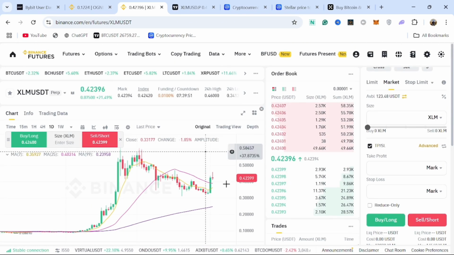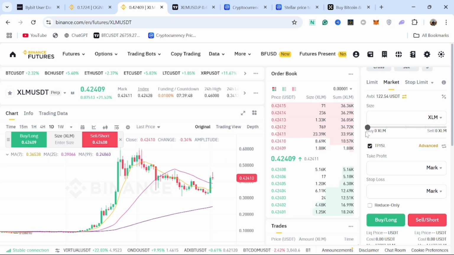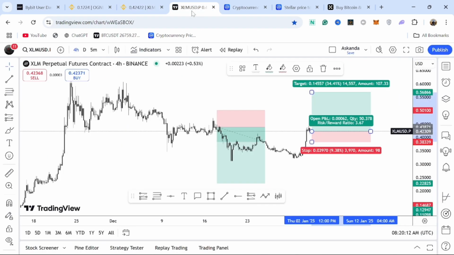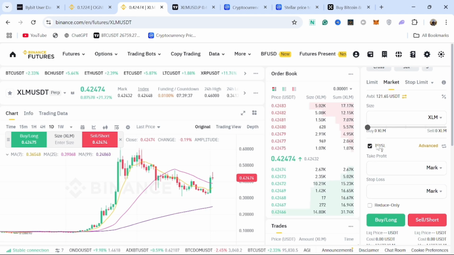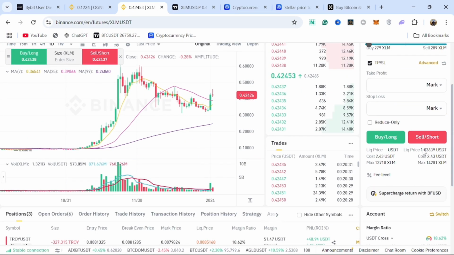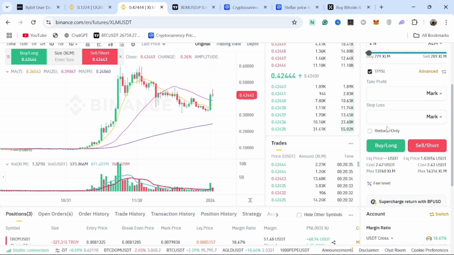So basically what I'll do is I'll just take the trade. To take the trade, we go back to TradingView. You can see it says QTY. That's the quantity that I'm supposed to use on this trade on Binance. So if I click here, then I'll just drag here to 50. So we are buying 50 XLM. If we are even going to buy this amount, just check here. Let's say we want to use 2% of our capital. That's $2.